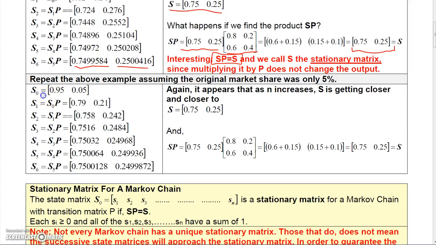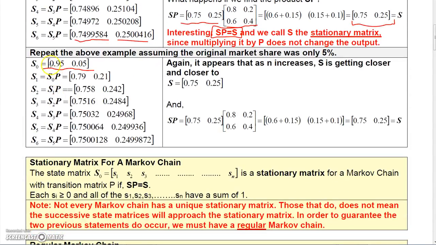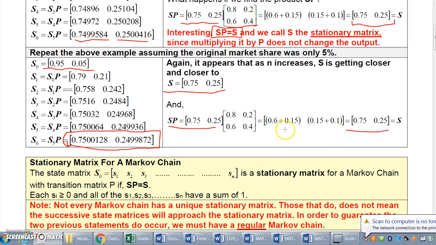Let's repeat this with a different market share. So instead of 0.9, 0.1, let's say 0.95 and 0.05. Now, if we do that, you can go through this yourself. Just take S0 times the transition matrix and you get 0.79. Then take that times the transition matrix, you get this, and then take that times you get this, and so on and so forth. And again, even though the initial market share was changed, it still seems to be converging toward the same matrix. And again, SP is giving us S.